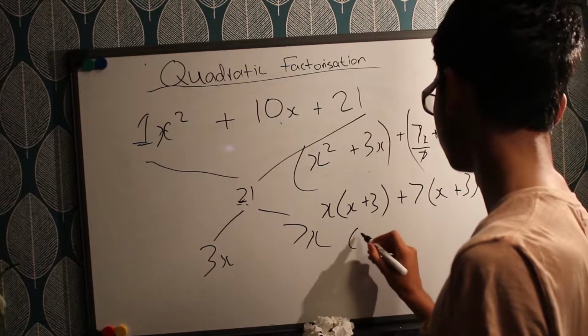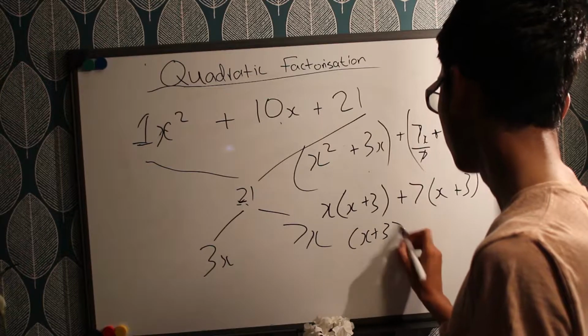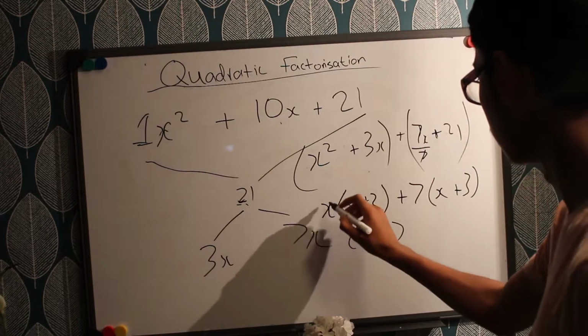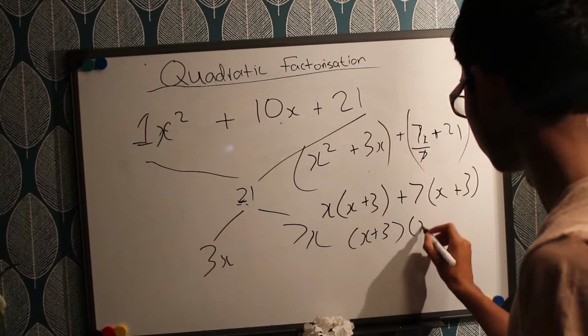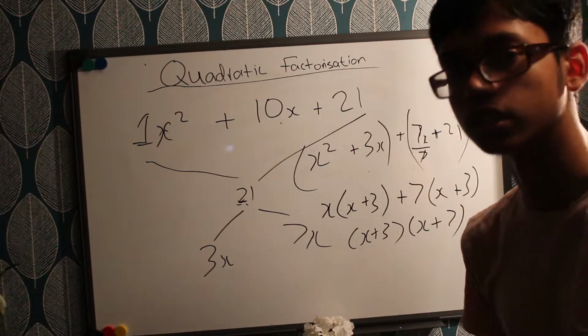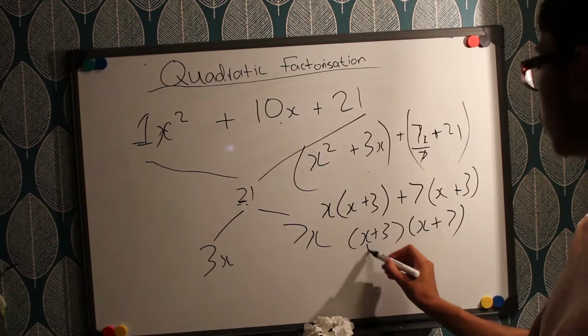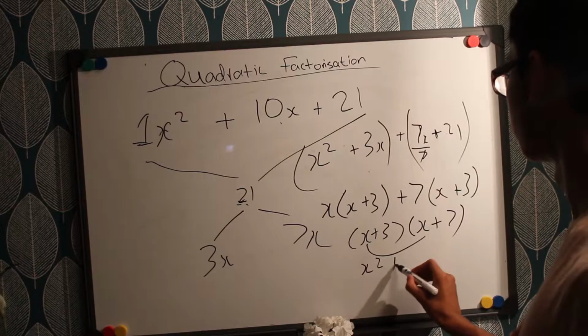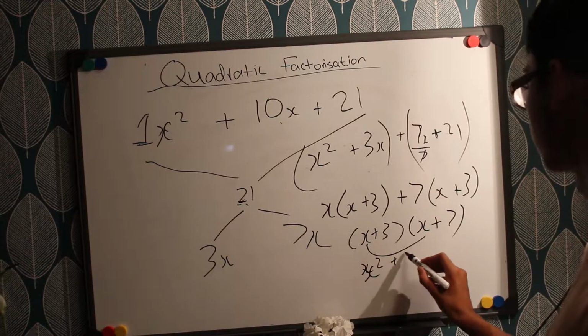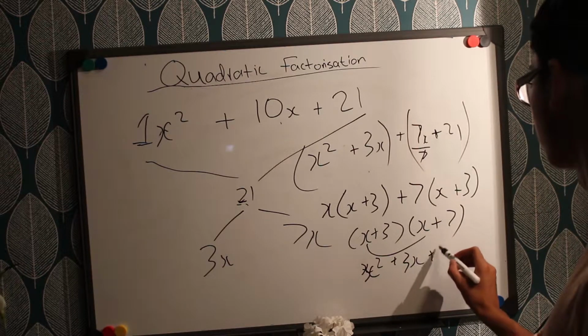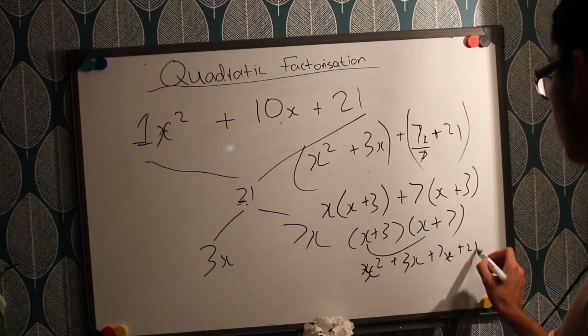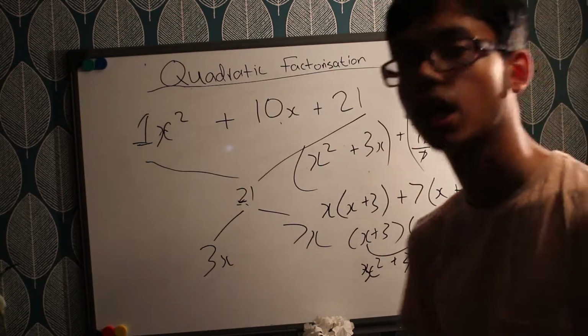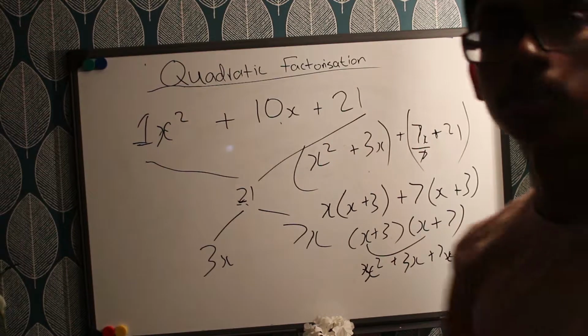We just make x plus 3 its own bracket. And then we just take the x plus 7 in its own bracket. Done. We factorized it. And if you want to check it, you can multiply it out. So that's going to be x squared plus 3x plus 7x plus 21. And that is the truth, but it's going to simplify to x squared plus 10x plus 21.